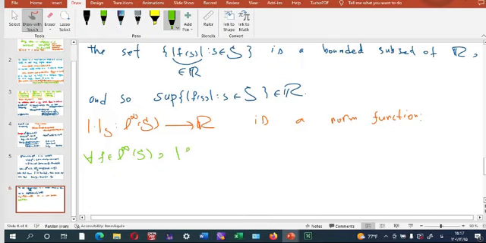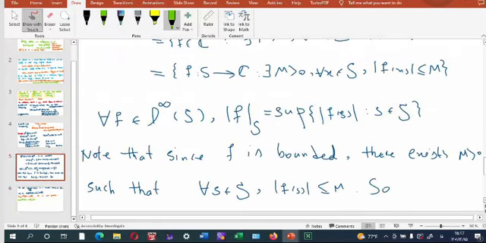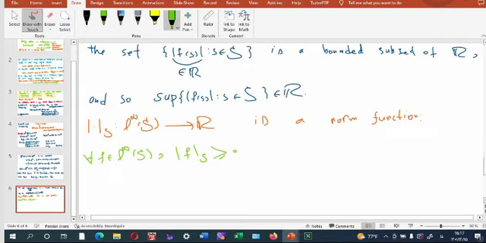this norm is non-negative, because we define this norm by this equality. The norm of f equal to this supremum of f of s such that s belongs to S. All of this is non-negative real numbers, so that this supremum is non-negative.